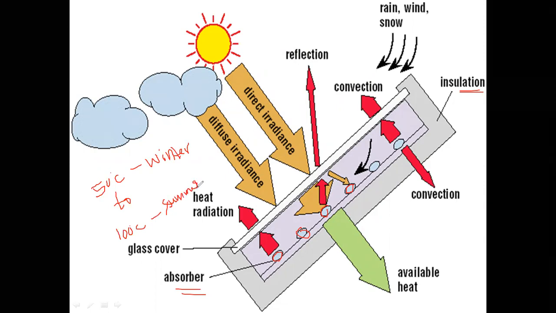In a flat plate collector, the temperature is maintained from 50 to 100 degrees centigrade, that is 50 degrees centigrade in winter and 100 degrees centigrade in summer. And the overall efficiency of the flat plate collector is 30 to 50%.